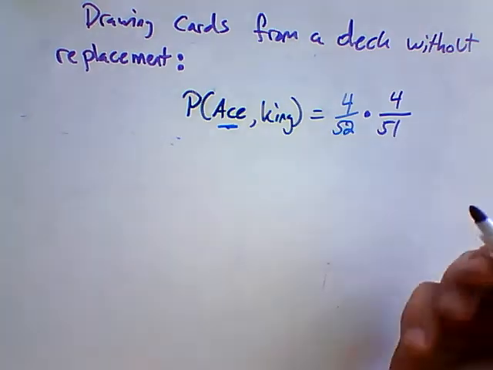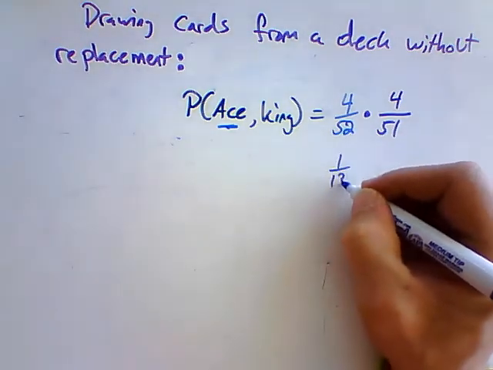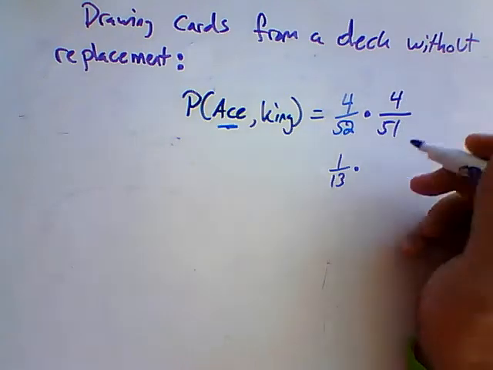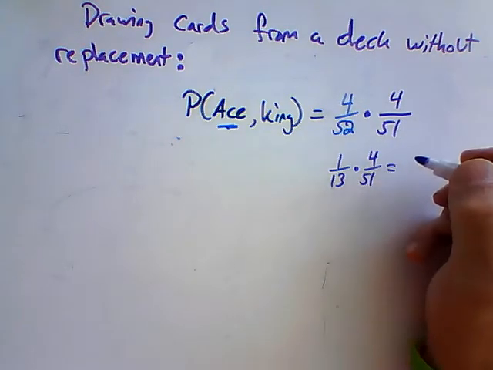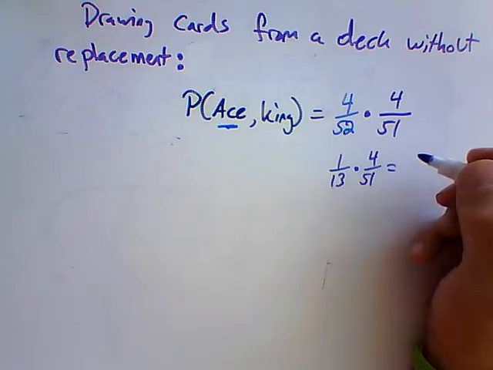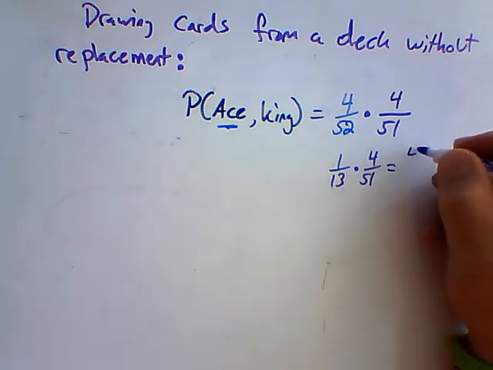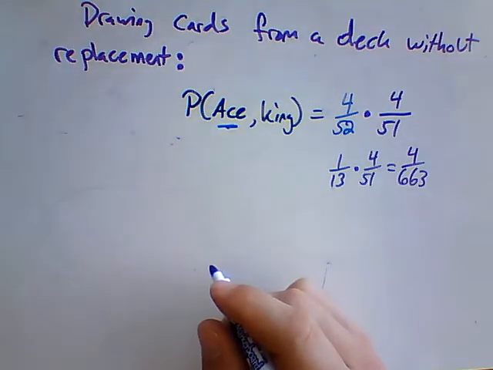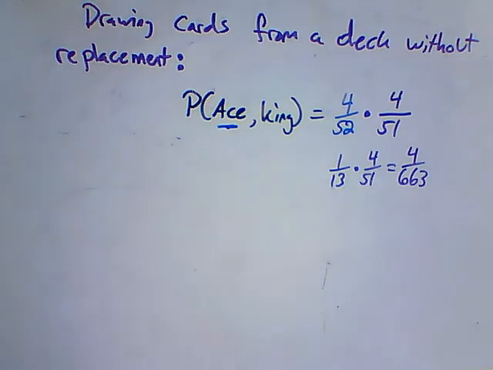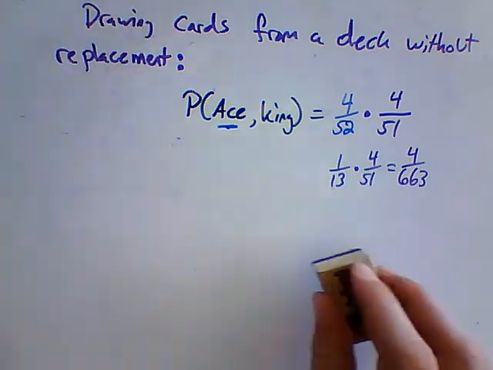Now I feel okay to reduce. That's 1 over 13. That does not reduce. That's 4 over 51, right? So now I have to pause, so that becomes 4 over 663. Good stuff. All right, let's do more.